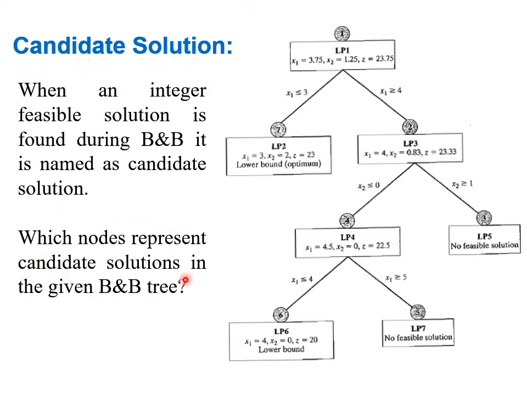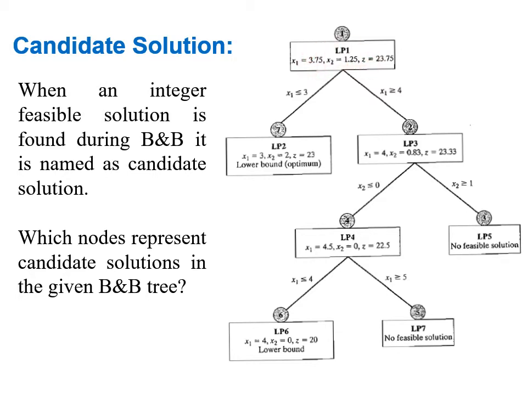Now, look at this example. A branch and bound tree is given to us, and it's asked in this branch and bound tree which nodes represent a candidate solution. Okay, let's start from the first node. Remember again, in a candidate solution, we need to have an integer feasible solution, and in this example, there are two decision variables x1 and x2, and both of them are integer restricted. So this is the root node and the LP relaxation. You see the solution is not integer. So this is not a candidate solution.